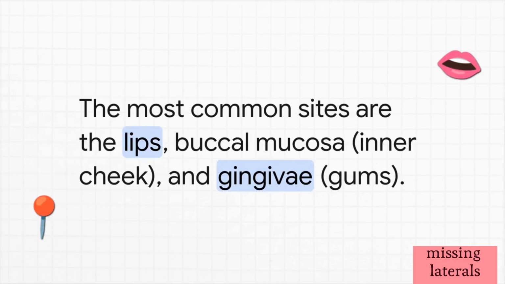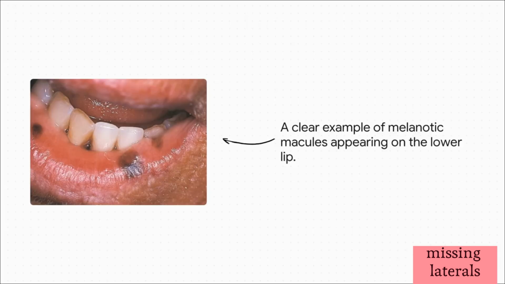And where do they tend to pop up? Well, you'll most commonly see them on the lips, on the buccal mucosa, which is just the inside of your cheek, and on the gingivae, or what we all know as our gums. Here's a really clear picture of what they look like on the lips. You can see those distinct flat brown spots. They match that description we just talked about perfectly.